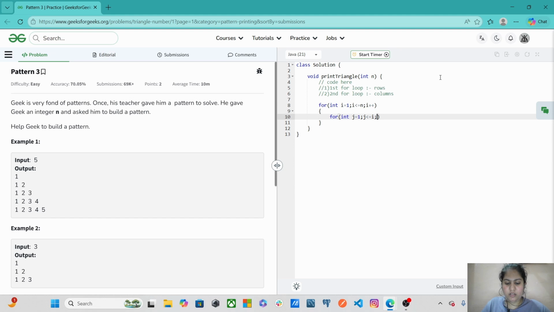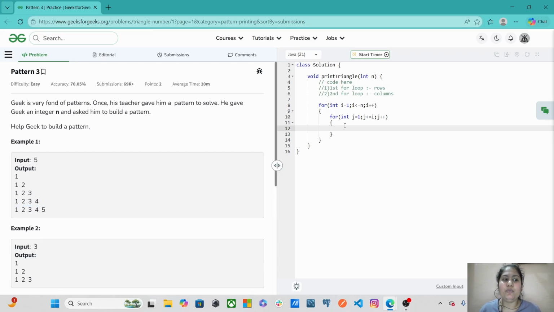Am I right, guys? Why? Because it is a right angle triangle. As you can see, in the first row there is only one column present. In the second row there are two columns, in the third row three columns, in the fourth row four columns, and in the fifth row five columns present.